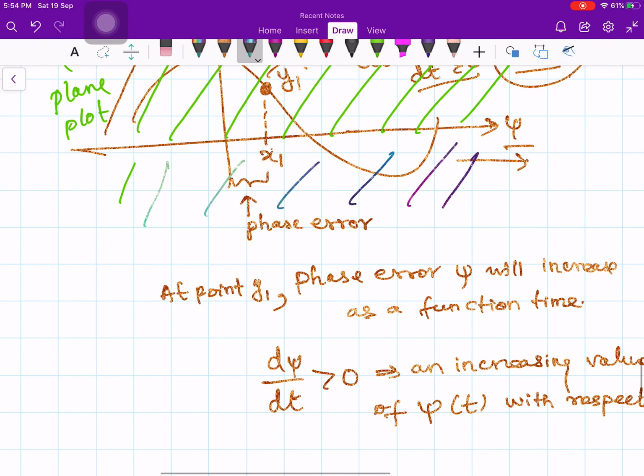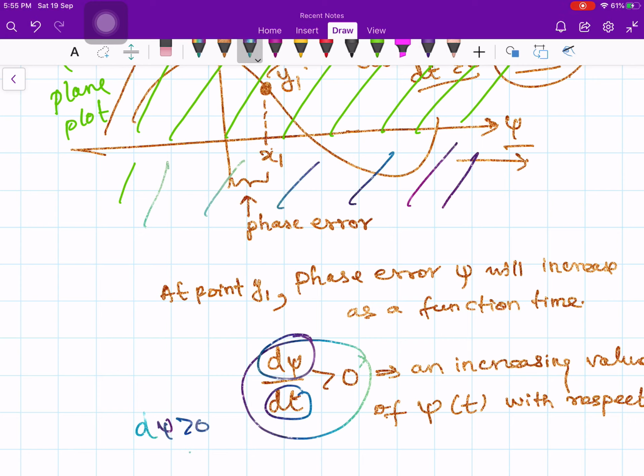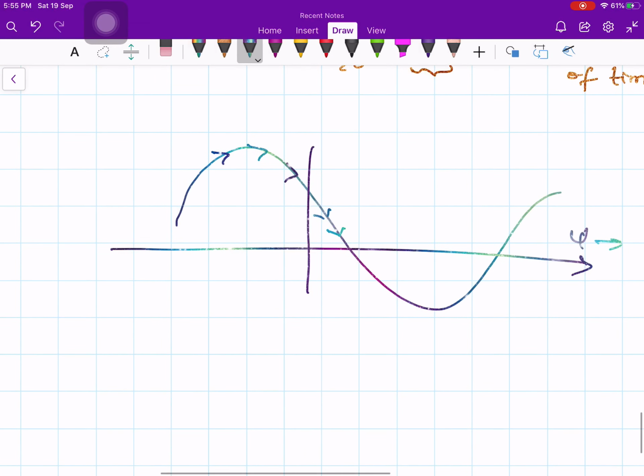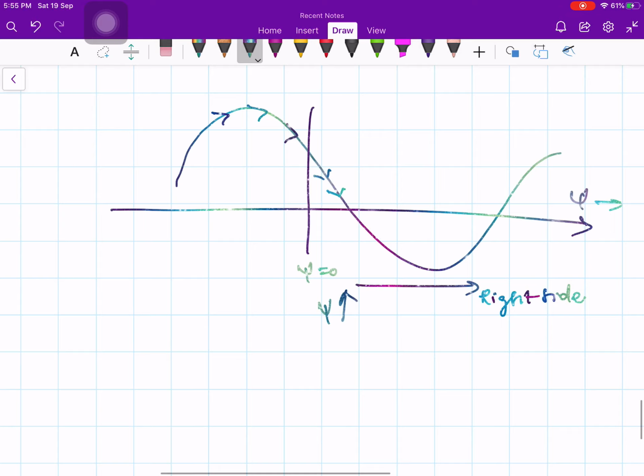When d psi by dt is greater than 0, that implies d psi is also greater than 0. If d psi is greater than 0, that means your psi is increasing, your phase error is increasing. Here at this point your psi equals 0, so psi is increasing, that means you are moving towards the right side. So, the d psi by dt and psi of t always have to be related by this trajectory. You can move along this like that.